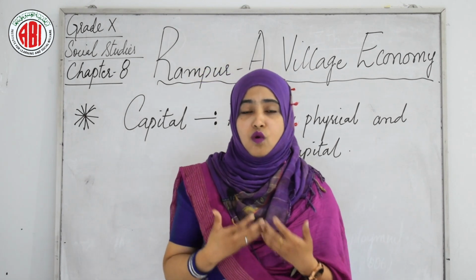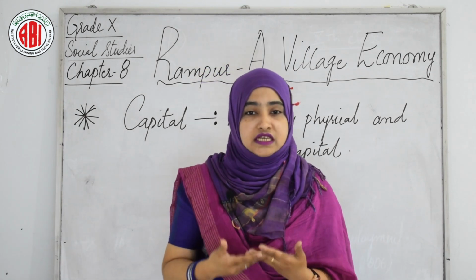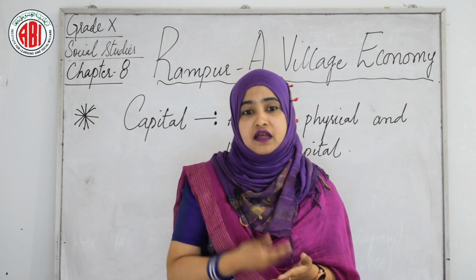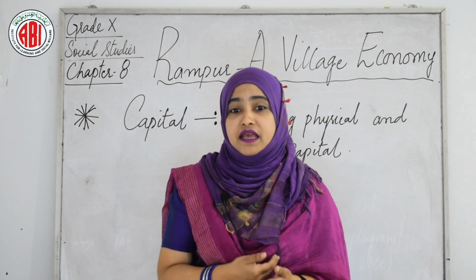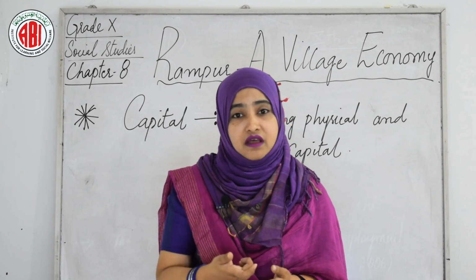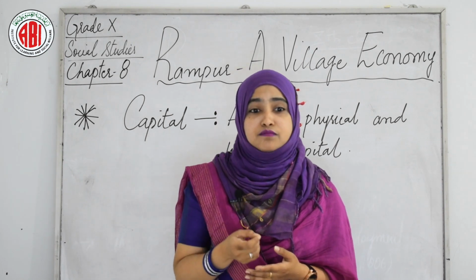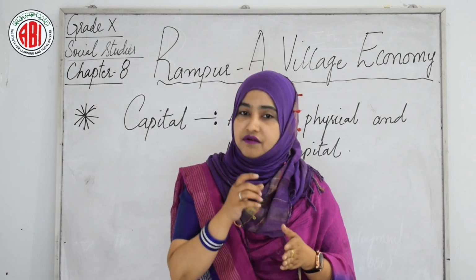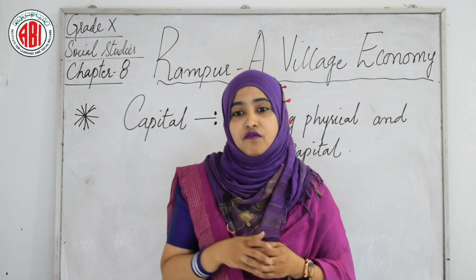So now what will she do? She decides to borrow from Tejpal. Here Tejpal is a large farmer. Tejpal agrees to give the loan to Savita, but at 36% per annum interest rate, which is a high rate, for 4 months.